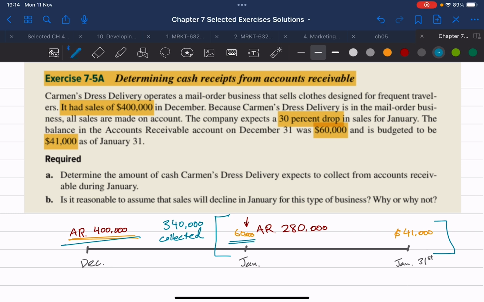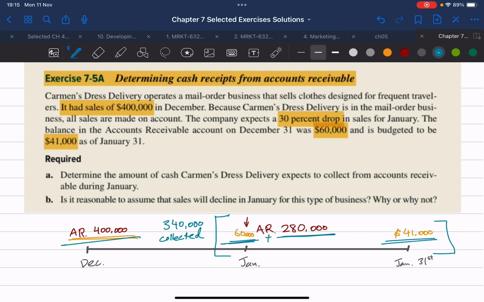We only need the opening balance, which is the 60,000, how much the business has sold during January, which is the 280,000, and what was the closing balance, which is this. From these three pieces of information, we can figure out how much was actually collected, right? How do we do this? We take the beginning balance of the accounts receivable and add what was sold during January, and then we subtract. So we add these two together and then we subtract the closing balance.